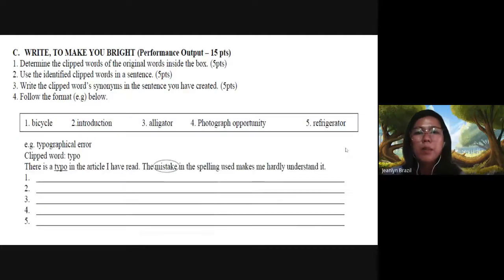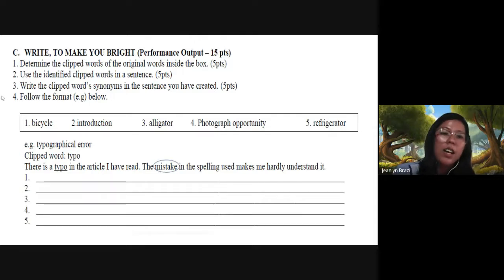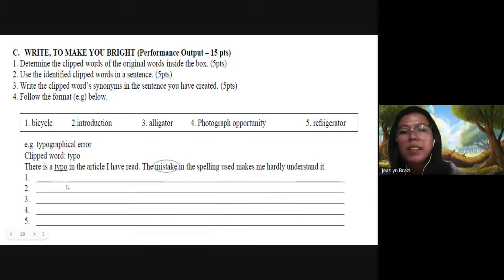Okay, next, number C. To make you bright. This is a performance output. So, mas mataas ang porsyento ng performance output. So, we have here 4 instructions for this activity. Kaya, you will get 15 points. Number 1 is to determine the clipped words of the original word inside the box.